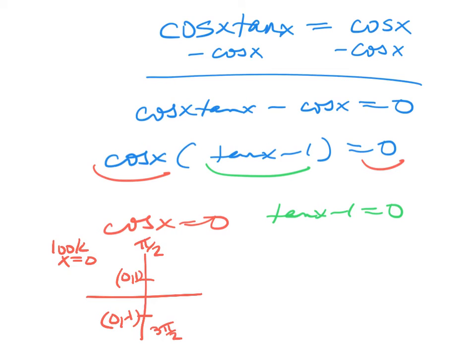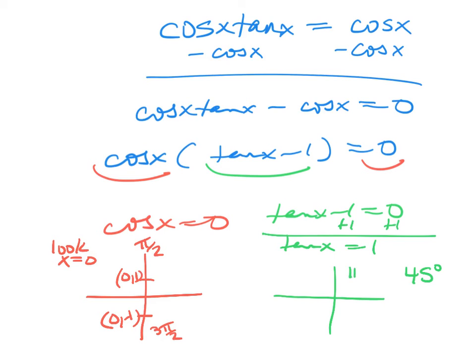When I solve the green one, I'm going to add 1. And then remember, I told you to memorize that tangent of x equals 1. That's your 45-degree reference angle. So that's going to be pi over 4. And here, it's only going to be where tangent is positive. All students take calculus. So here and here.